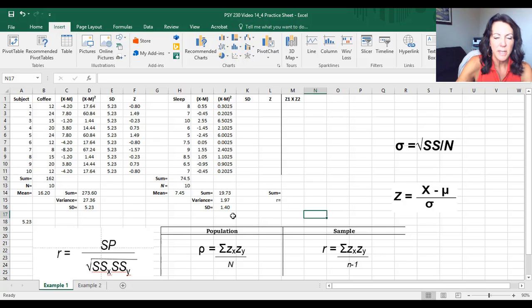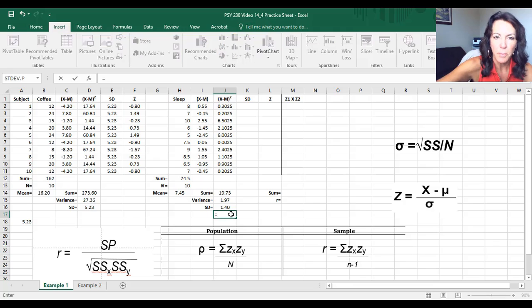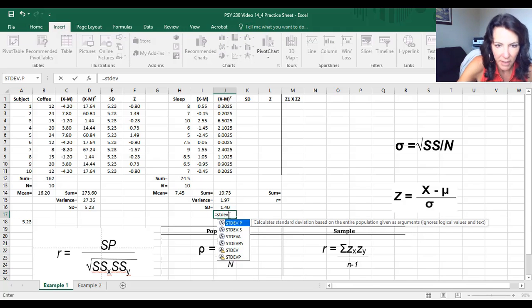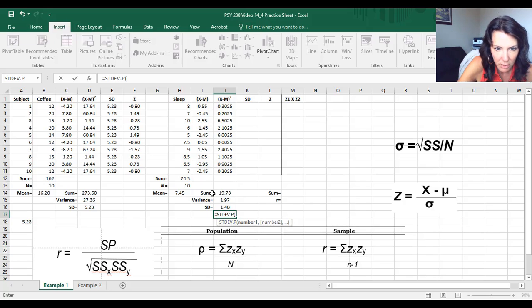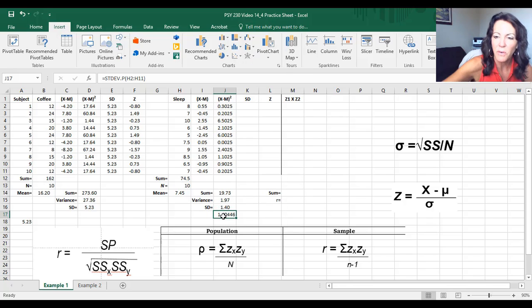I'm going to check this standard deviation using an Excel formula. How about that? I'm going to type in STDEV and I find standard deviation for the population. I'll double click on that. I'm going to select my sleep scores and hit enter, and voila, it's not exactly the same because this goes out to some decimals, but it is the same. So we did this correctly.